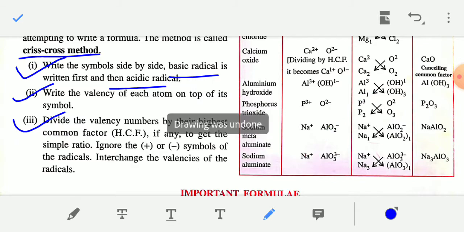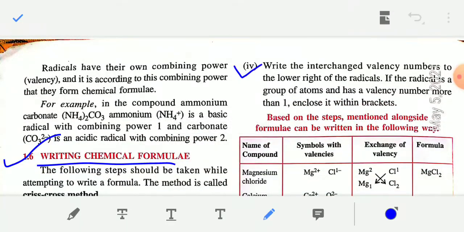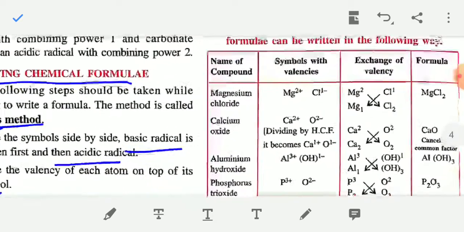And the next step, step 4, is to write the interchanged valency number at the lower right of the radical. And if the radical is a group of atoms and has a valency number more than 1, enclose it within a bracket. Okay, examples are given.